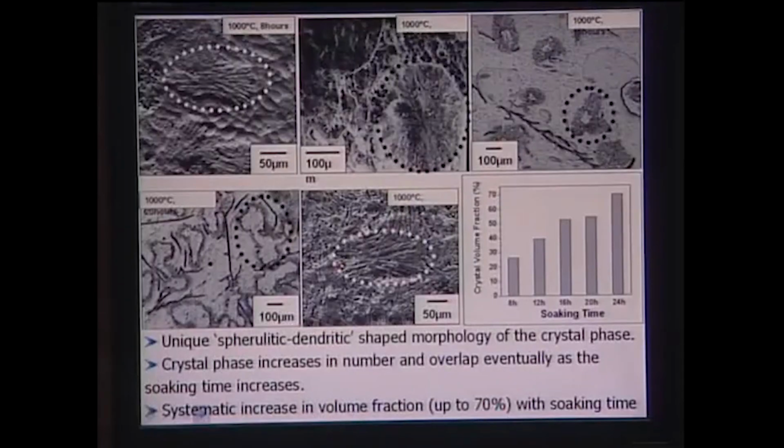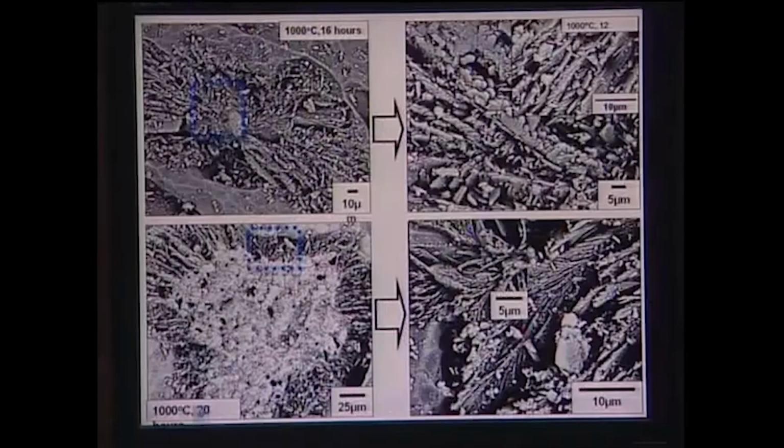Now in case when the time is varied from 8 hours to 24 hours, what you notice here is that in the 8 hours and subsequently higher time, you do see some kind of butterfly type of crystals. Why do I say butterfly? Because it has very characteristically shaped crystals which are generated from a central nucleus. You can see more such crystals here.